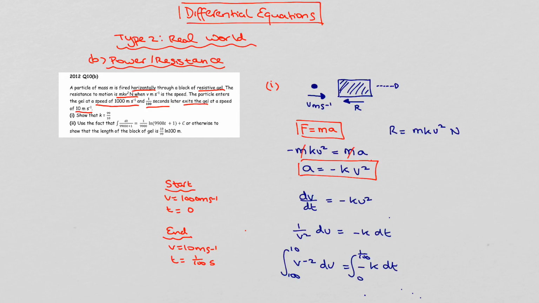Okay, so if we're looking at the marks breakdown, we got 5 for setting up our dv/dt, and we had 5 for setting up with our limits.